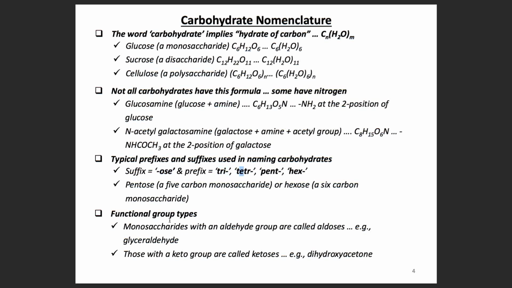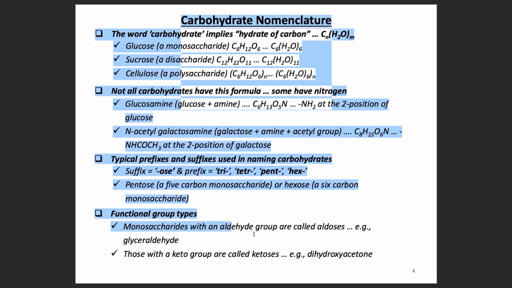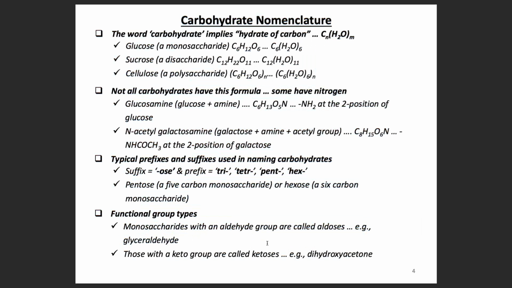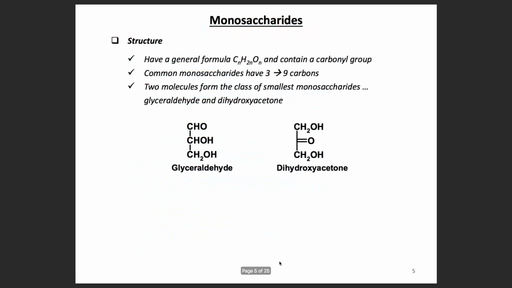Okay. Now, this is coming obviously from the chemical world, that there are 2 different types of moieties or functional groups that are present on carbohydrates. Carbohydrates can either have an aldehyde group, or they can have a keto group. So those that have an aldehyde group are called aldoses, and those that have a keto group are called ketoses. And if you're bewildered at this point, do not worry, I'm going to clarify that in just a little while.